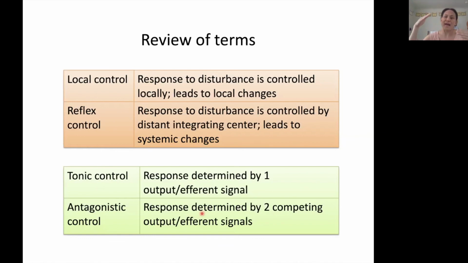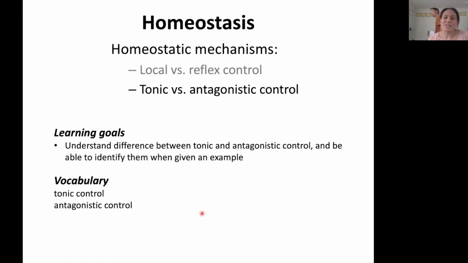So you're going to have two output signals giving different signals to your target. What happens at the target is then going to depend on the balance of input that it's receiving from those two signals. Okay, all right, so that wraps up this discussion.